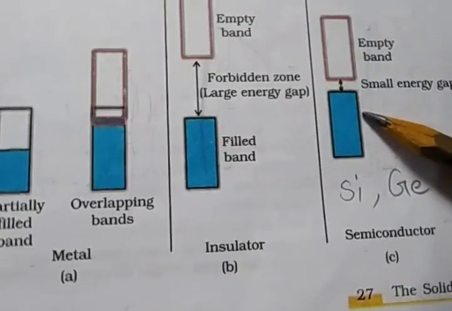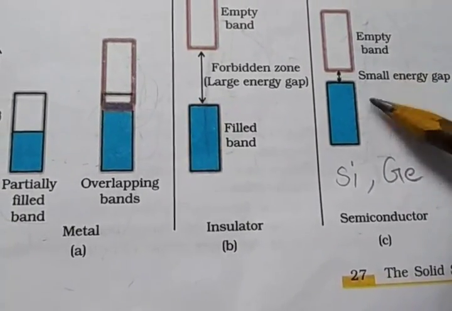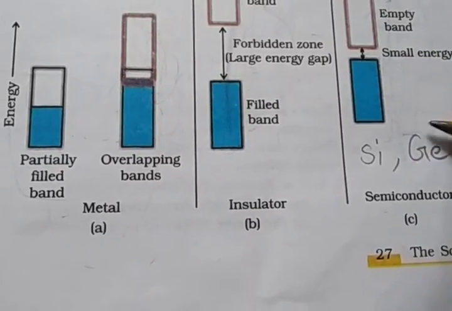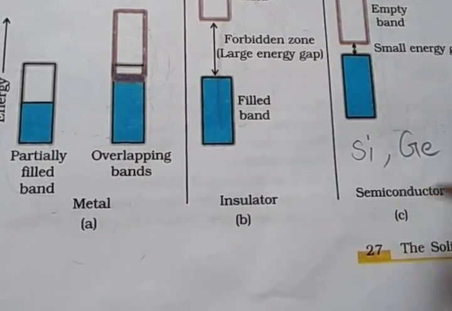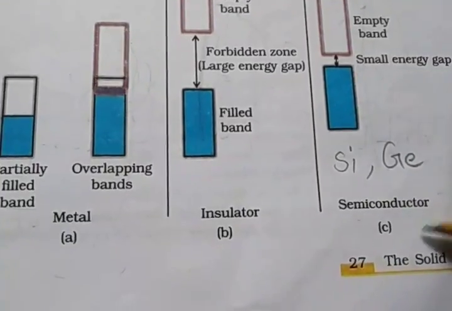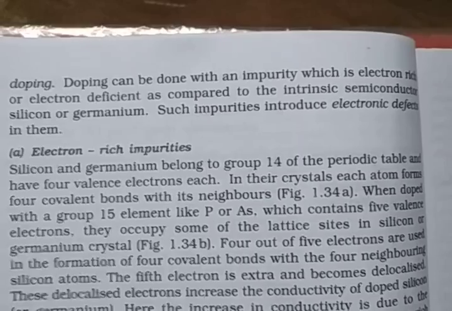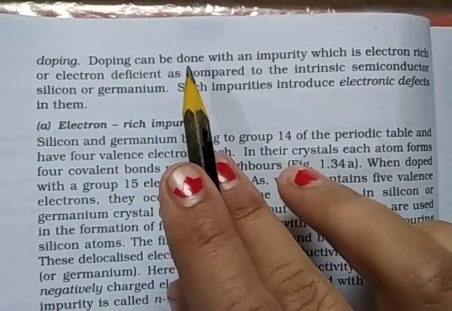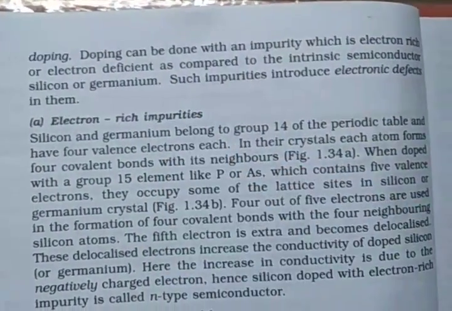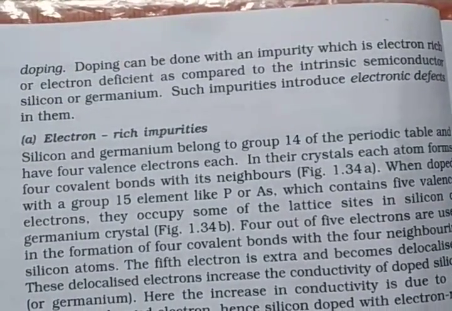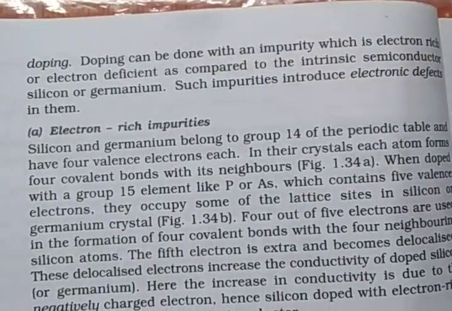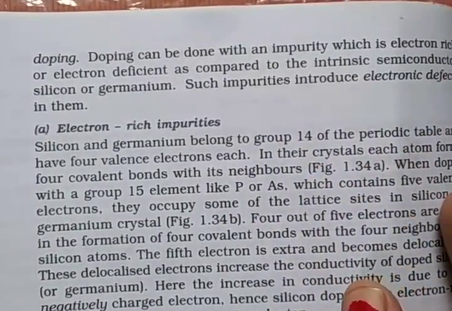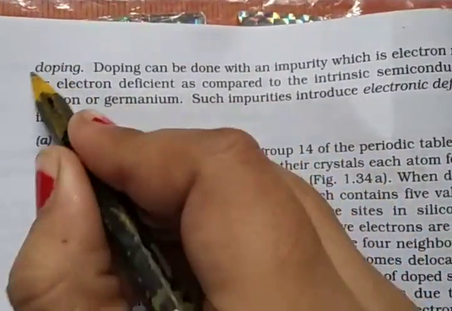That means first we can increase the temperature, then conductivity increases. Otherwise we can add an appropriate amount of suitable impurities, so its conductivity also increases. This process is called doping. If a small amount of any impurity is added into the semiconductor, its conductivity increases. This process is known as doping.